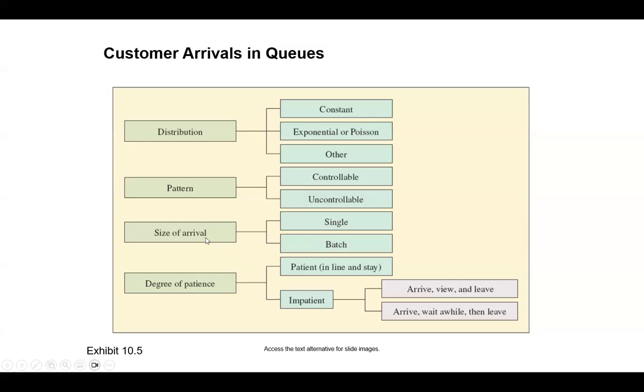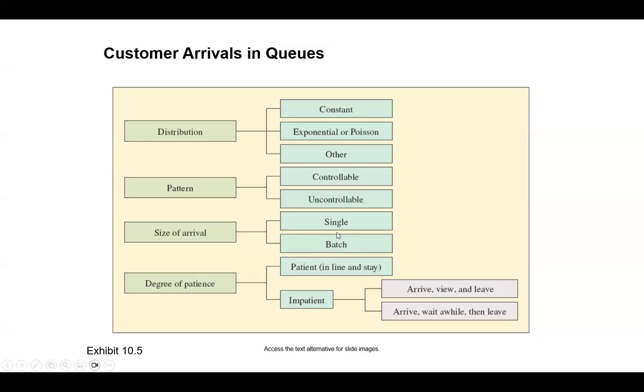So we consider the size, probably single or a batch. Single here doesn't mean number 1. It depends on the smallest unit you consider. For eggs, in most situations we consider a dozen eggs. So it's not 1 egg, it's 1 unit, meaning 12 eggs. So when we consider single or batch, it's not number 1, it's actually the smallest unit.